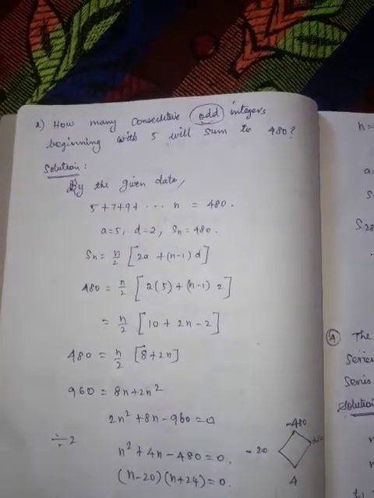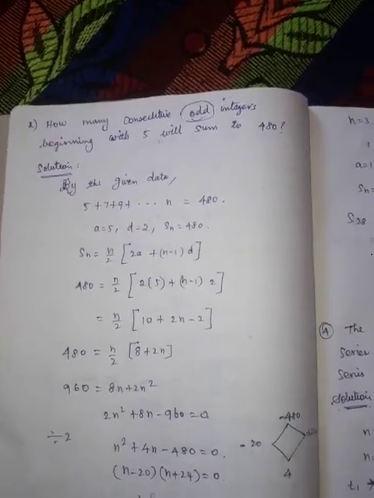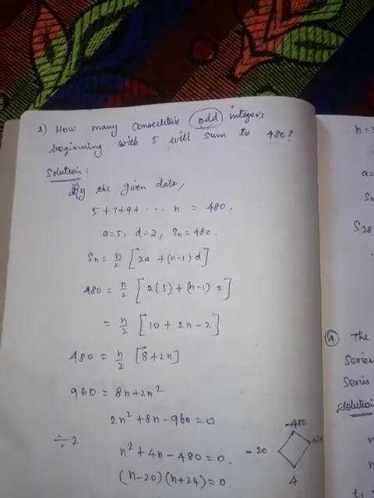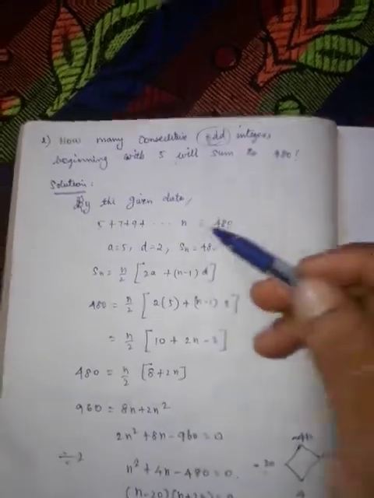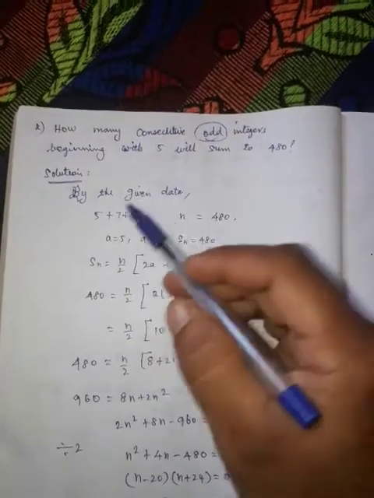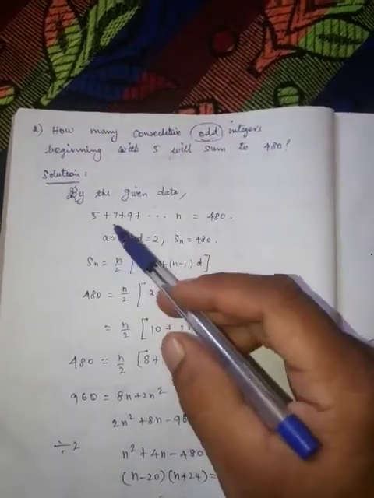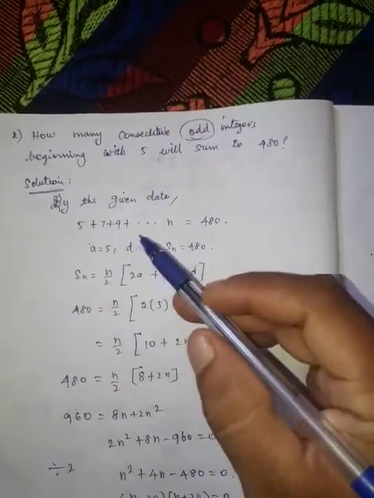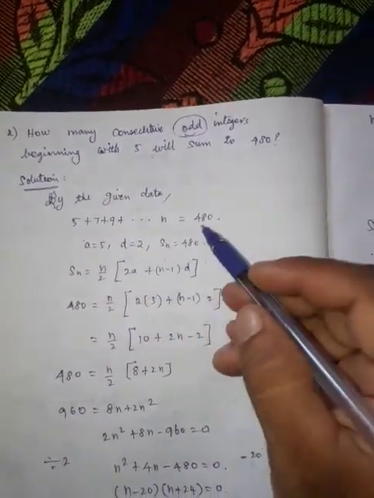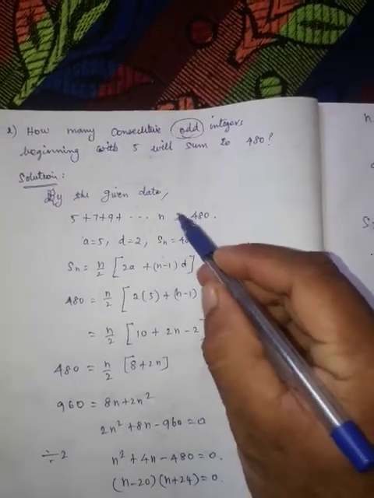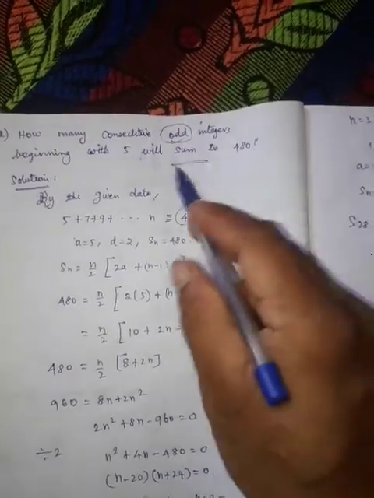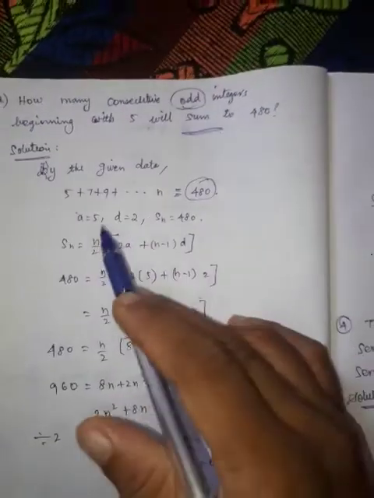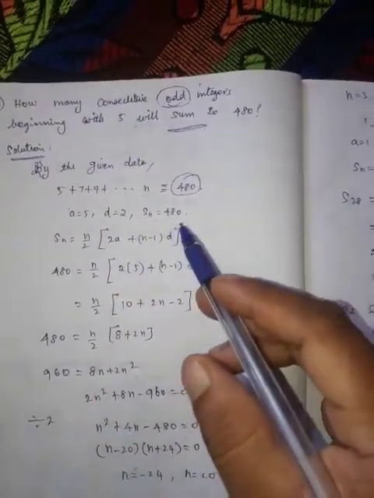So the difference between two consecutive odd integers is 2. Here we begin with 5 only, so we can add 2: 5 plus 2 is 7, 7 plus 2 is 9, and so on. Sn equal to 480 is the sum value. So a equal to 5, d equal to 2, Sn equal to 480.